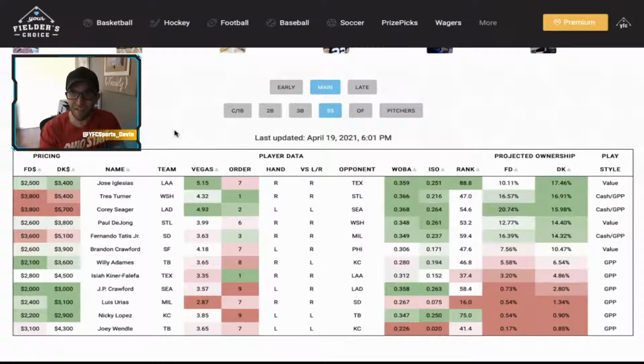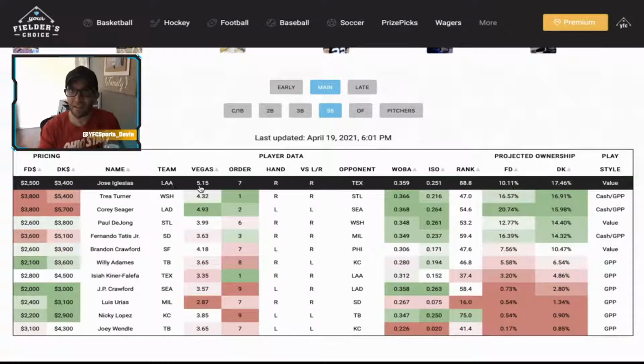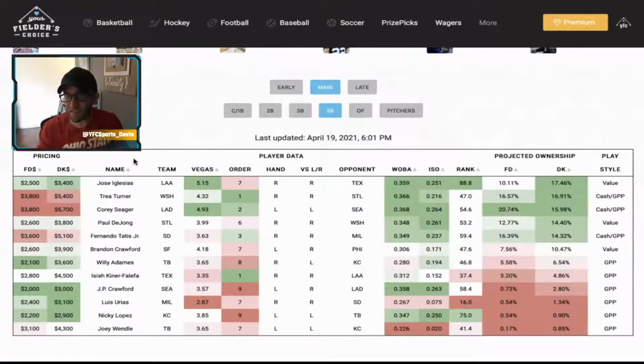Iglesias batting 7th. Again, typically cash, we're looking top 5, but when somebody's this cheap, he's only 3,400, you're essentially looking at this as a punt, so you can deal with the fact that he's batting 7th, especially when we take into account that LA has a nice 5.15 total. So that's what makes Iglesias a nice, viable punt.